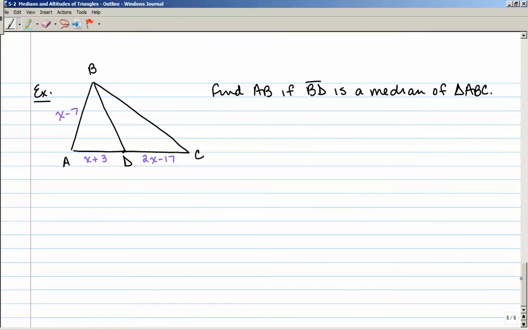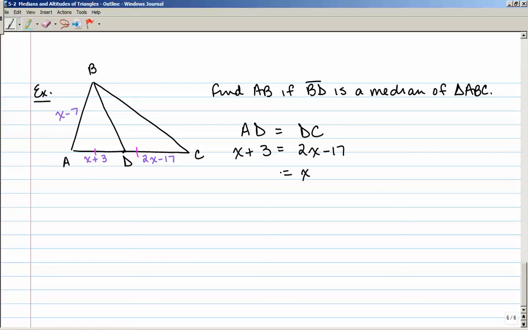Second example says, find the length of AB if BD is a median of triangle ABC. Well, if BD is a median, then D has to be the midpoint of AC, because remember, a median goes from a vertex and to the midpoint of the opposite side. So AD has to be equal to DC. So AD equals DC, and I'll use this to find x. X plus 3 equals 2x minus 17.